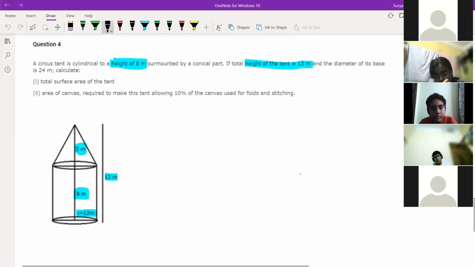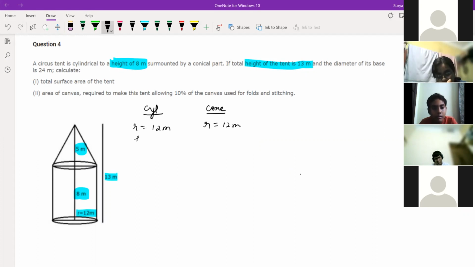Now what we do here, we write cylinder separately and cone separately. So cylinder radius is how much? 12 meters. Here the radius is 12 meters. Here the height of the cylinder is 8 meters. What is the height of the cone? 5 meters. Here H1, H2. Clear? Yes, sir. Next, L, if it is required, then you can find L if required.